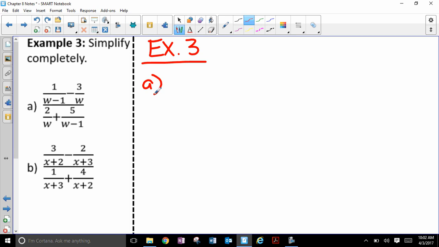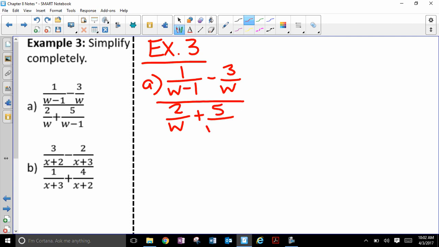All right, part A. We have 1 over w minus 1 minus 3 over w. Those are the small fractions on the top of the big fraction. Then we have 2 over w plus 5 over w minus 1, which are the small fractions on the bottom of the big fraction. So step 1, we got to figure our LCD.